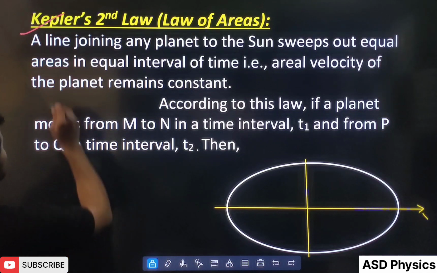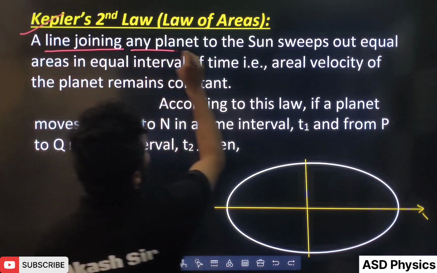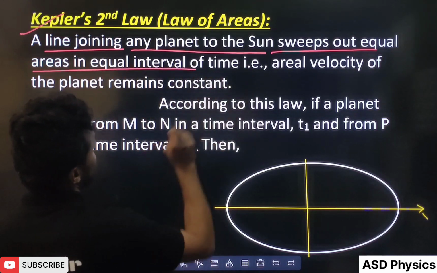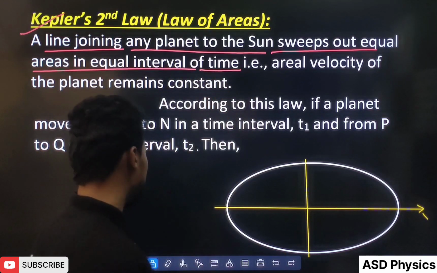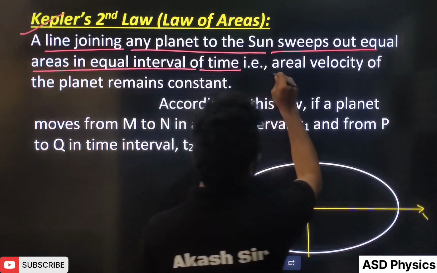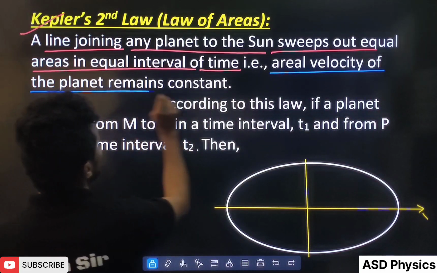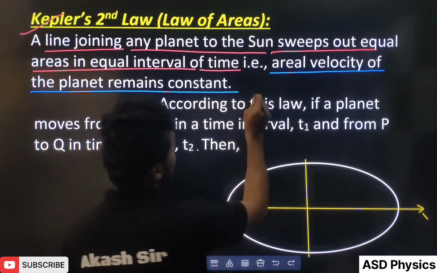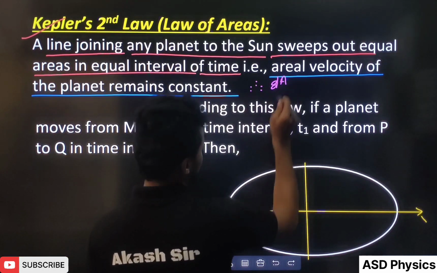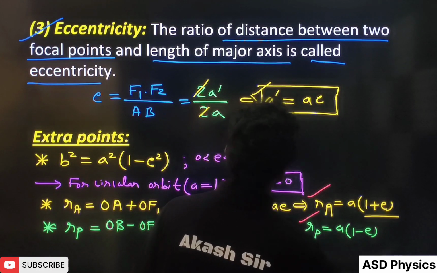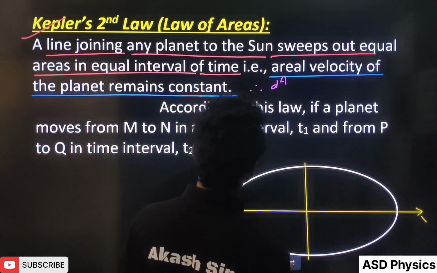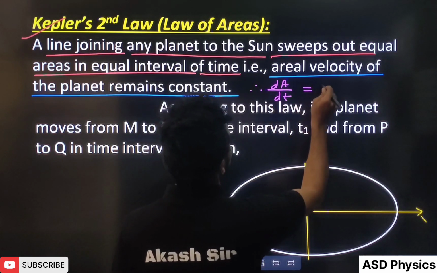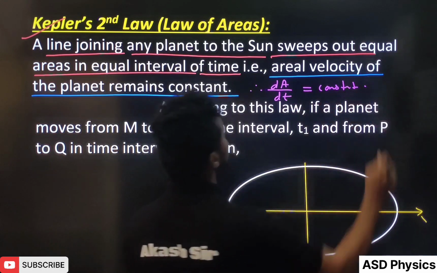Okay, so let's see here. A line joining any planet to the sun sweeps out equal areas in equal intervals of time. What is the meaning of this? That means the areal velocity of the planet remains constant. Remember that areal velocity of the planet will be constant. So according to this, dA by dt will be constant.